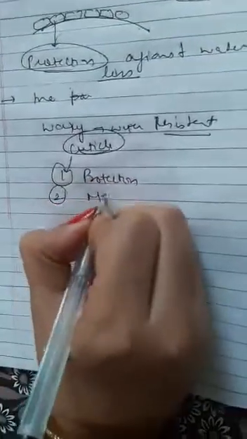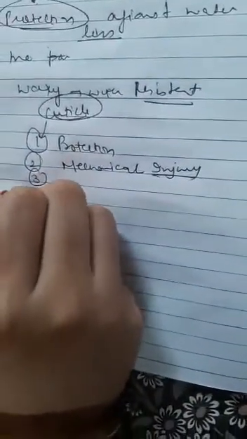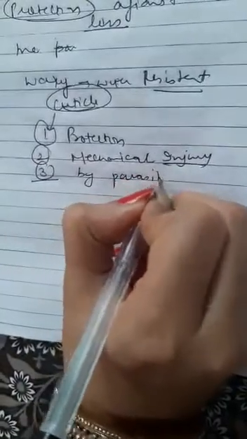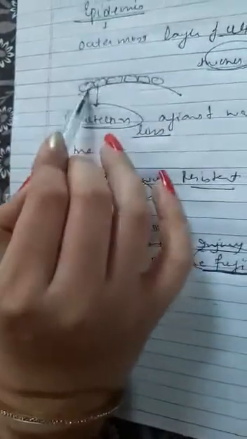Again, its function is protection. Second is protection from mechanical injury, and it also protects the plant from invasion by parasitic fungi. Most of the epidermal cells are relatively flat in structure. Often their outer and side walls are thicker compared to their inner cell walls.